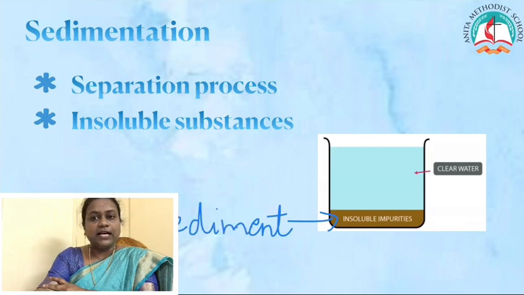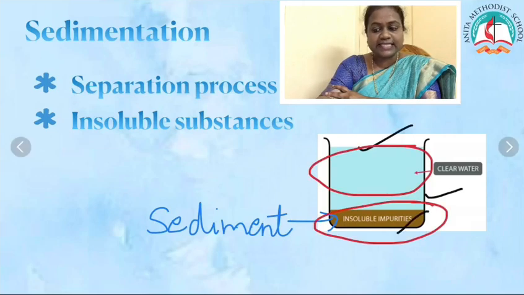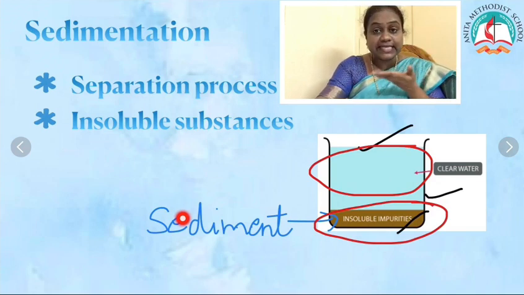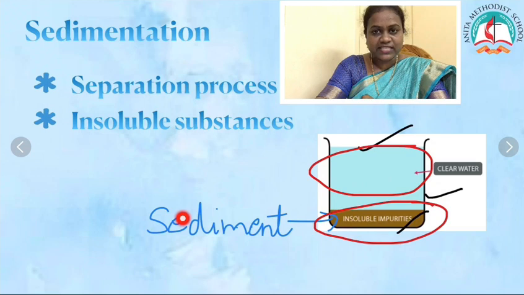Okay, the insoluble substance which is settled down is called sediment. Can you see here? This part is called sediment. The substance which is settled at the bottom is called sediment, and the water which is above the sand is called clear water. So this process is called sedimentation.